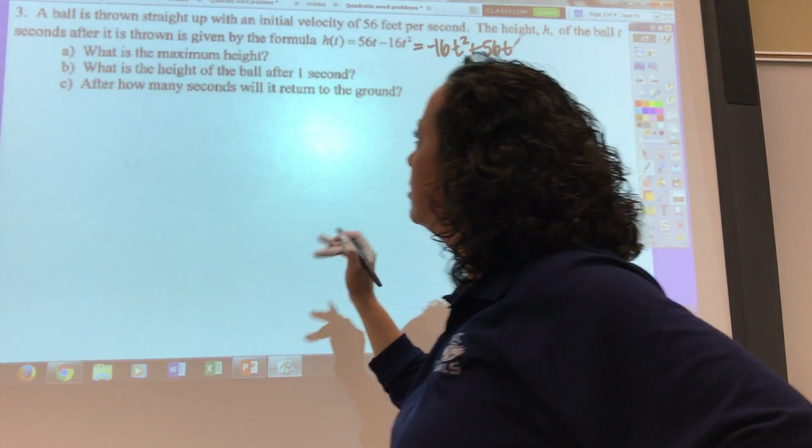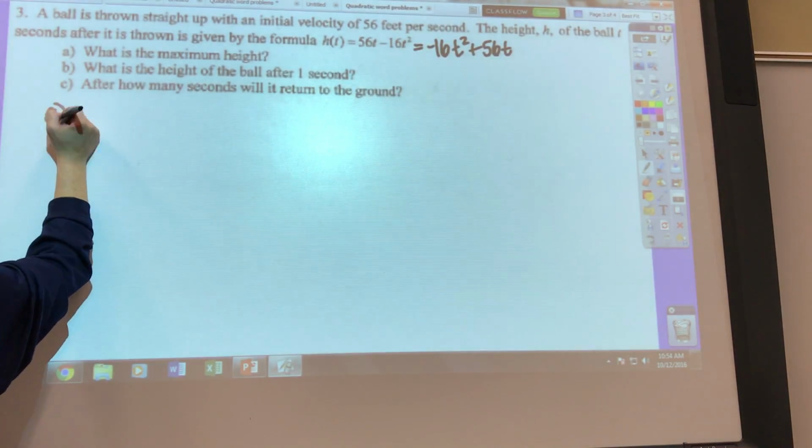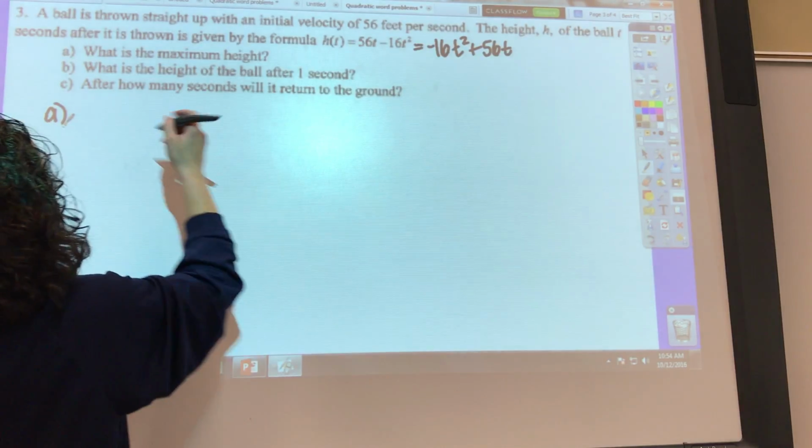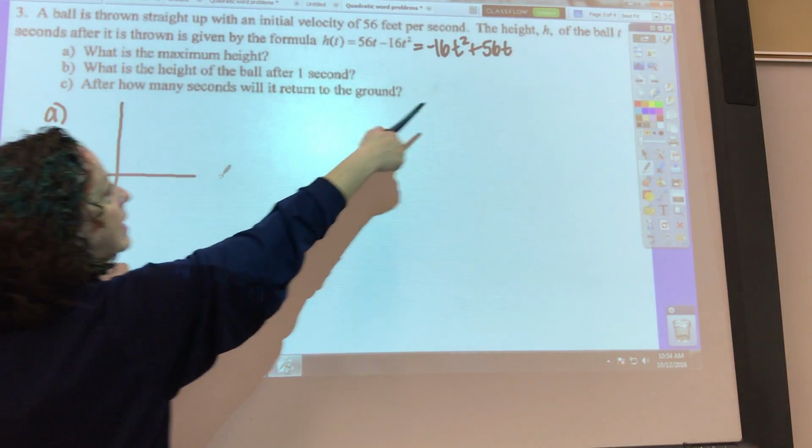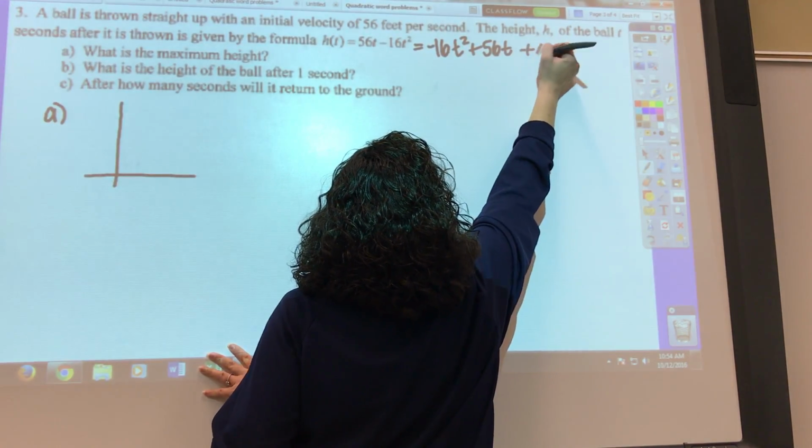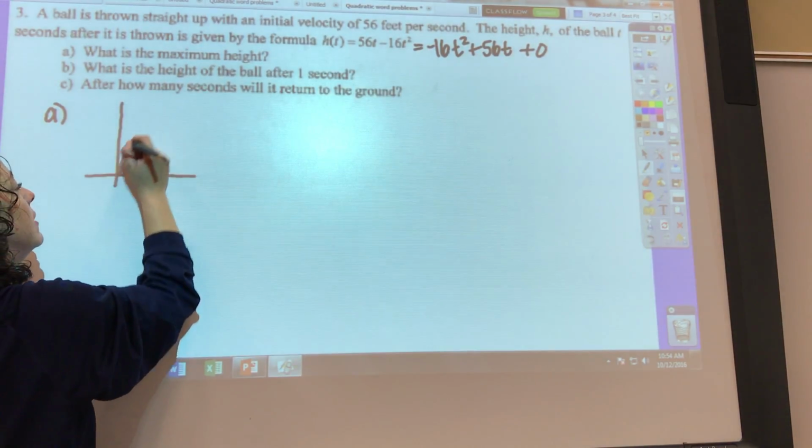There are 3 parts to this. Part A, what is the maximum height? Now let's think about it. Where did this ball start? What is C? C is 0. So that means that the starting height was 0. So it was like this.